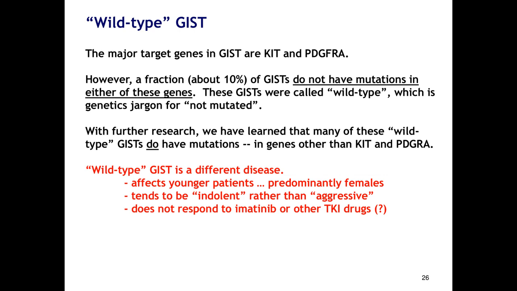A few more words about wild-type GIST then. The major target genes in GIST, as we've seen, are KIT and PDGFRA, but about 10% of GISTs do not have mutations in those genes. We call those wild-type GISTs. As it says in red at the bottom, we've generally found that wild-type GIST is quite a different disease. It's still GIST, but a different category of GIST.